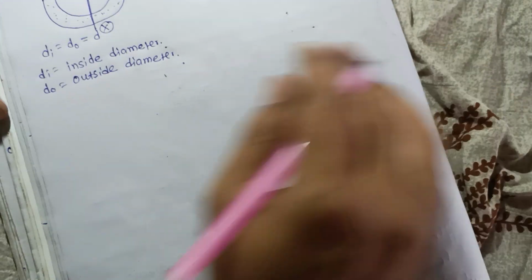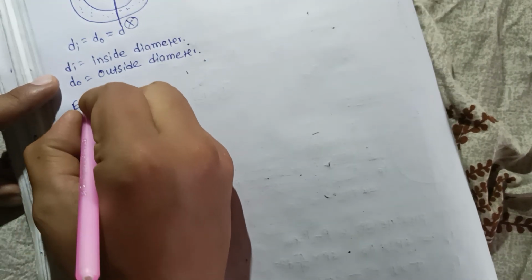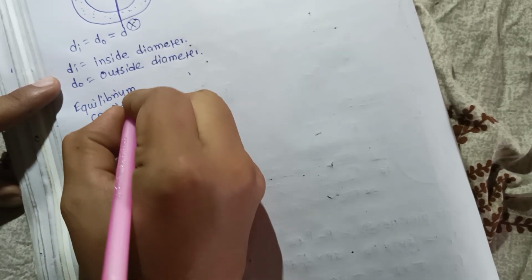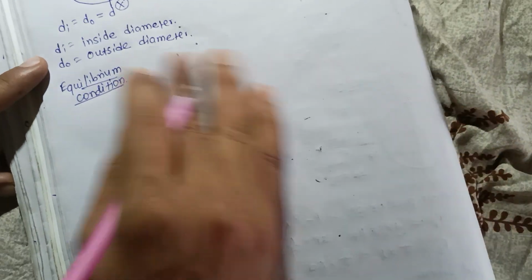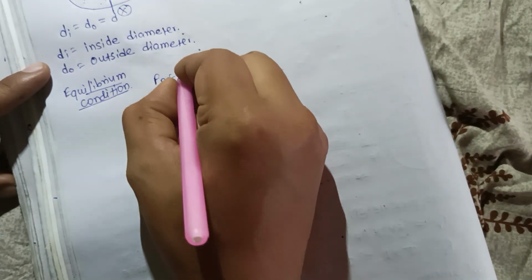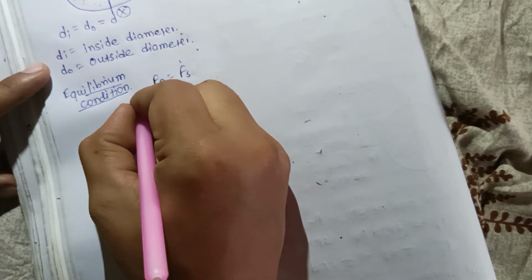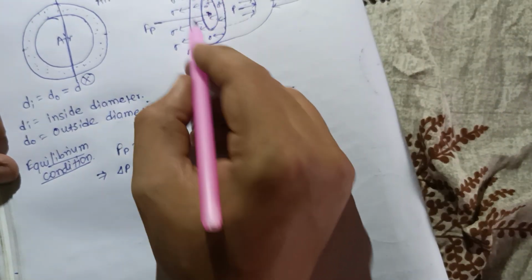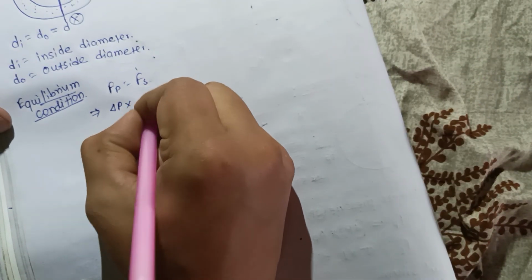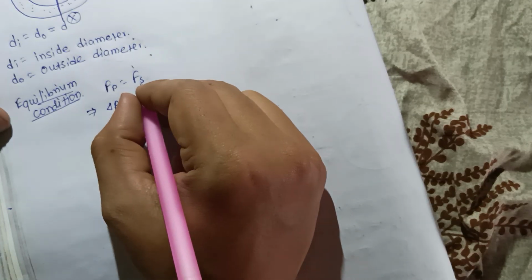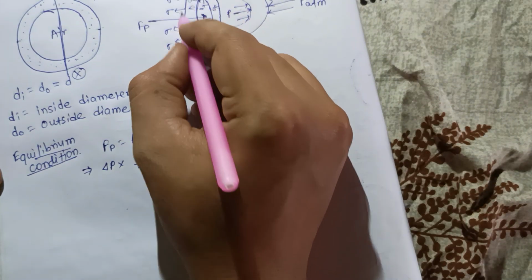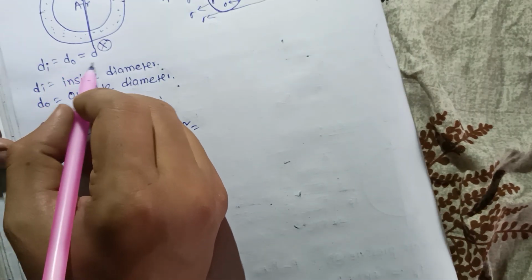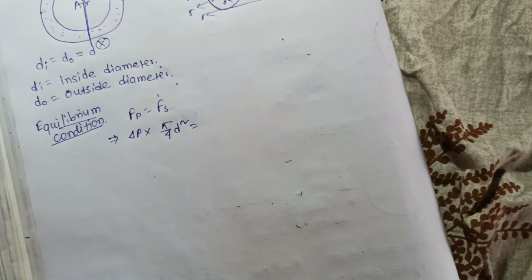For equilibrium, we know that the pressure force equals the surface tension force. The pressure force is delta P into the area, pi by 4 d square, and the surface tension force is sigma into pi into d. The inner diameter is equal to the outer diameter, so d is the average diameter.